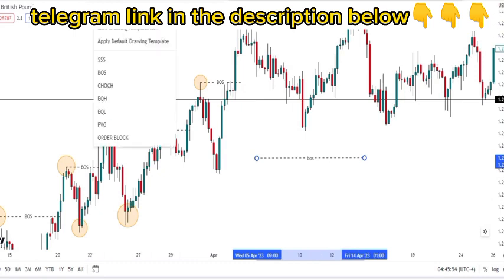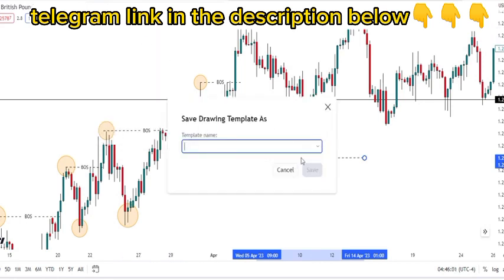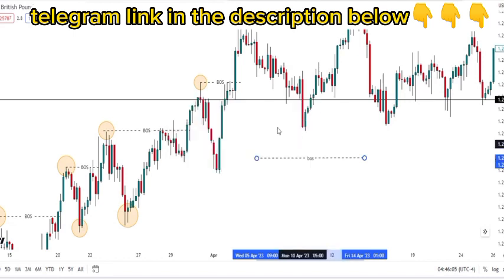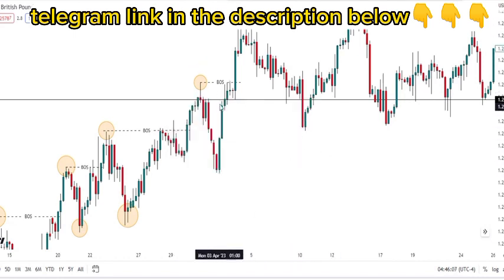Or you can simply come here and go to where you can see save drawing template, and then save it. You can name it and it will be automatically saved. So whenever you draw a line, you can label it automatically.